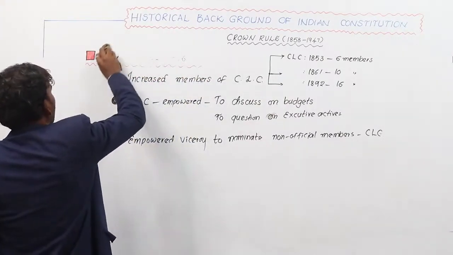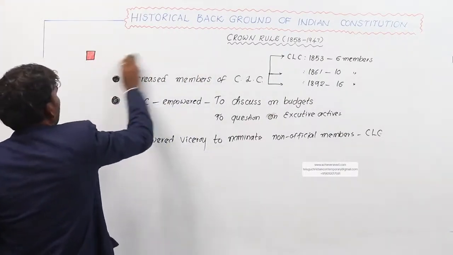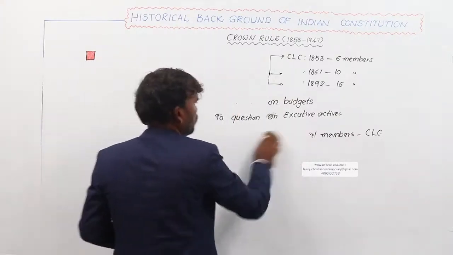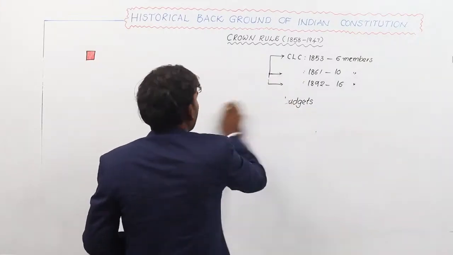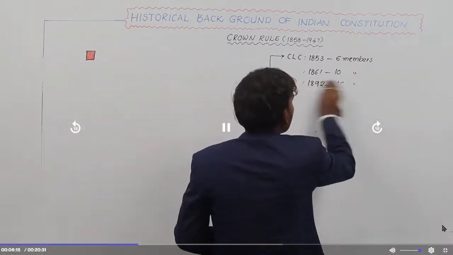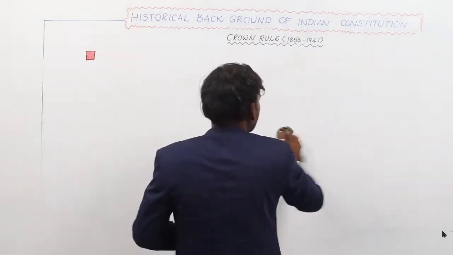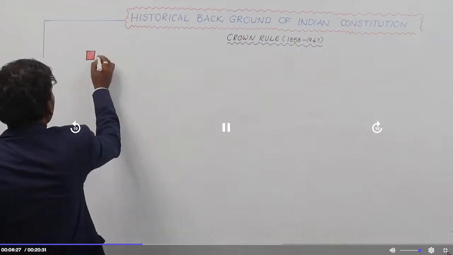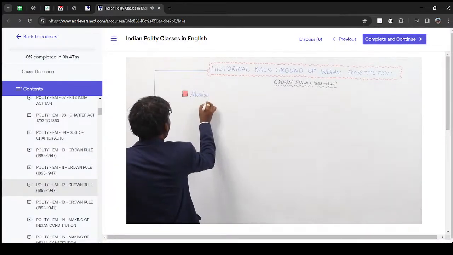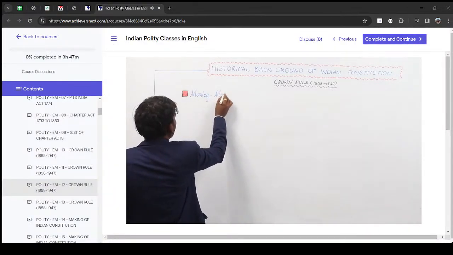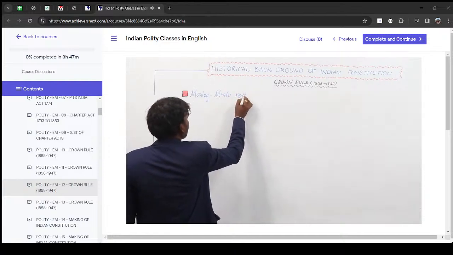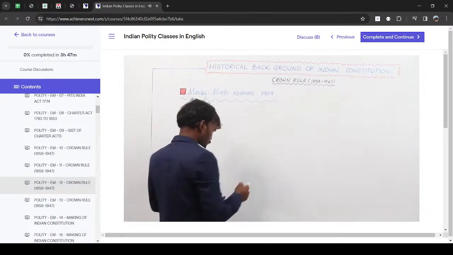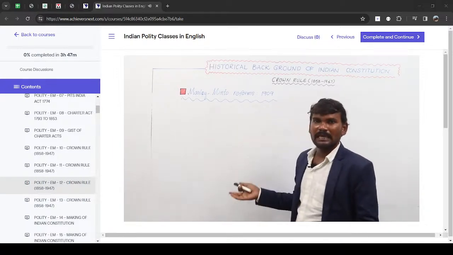Next one is the Marley-Minto Reforms, 1909, or Minto-Marley Reforms 1909, or Government of India Act 1909. The acts of 1909, 1919, 1935 and 1947, these 4 acts are very important from the examination point of view. You should focus on them. We can call it the Government of India Act 1909 or Marley-Minto Reforms.